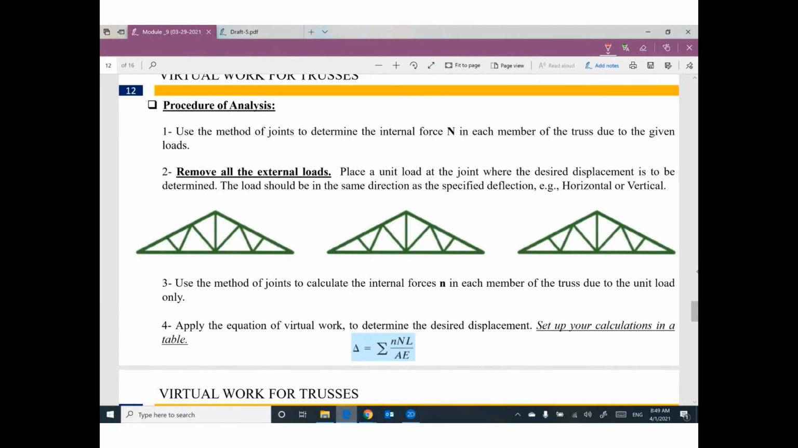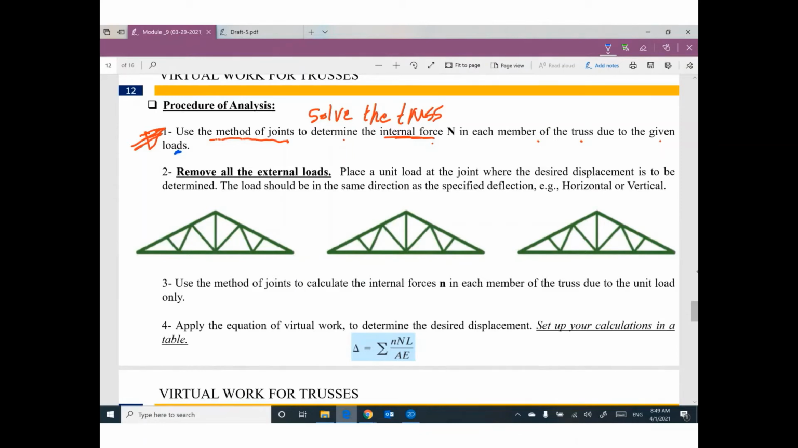The first one, we need to use method of joint to determine the internal force in each member of the truss due to the given load. This is the first step. First step, we need to solve the truss. We need to find the internal force in each member due to the given load.